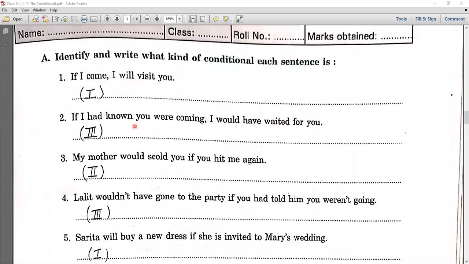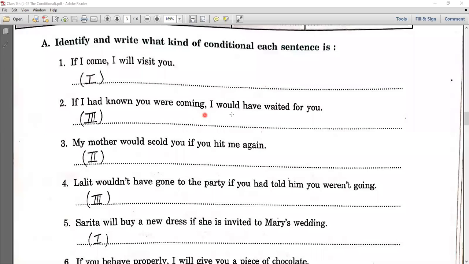Second is, if I had known you were coming, I would have waited for you. Now listen, students, if I had known you were coming, had known is the past perfect tense because there is a had with the verb's third form. So again, in the main clause what have we seen? Would plus have plus verb third form. Waited is the third form of wait. So this is the third conditional sentence.